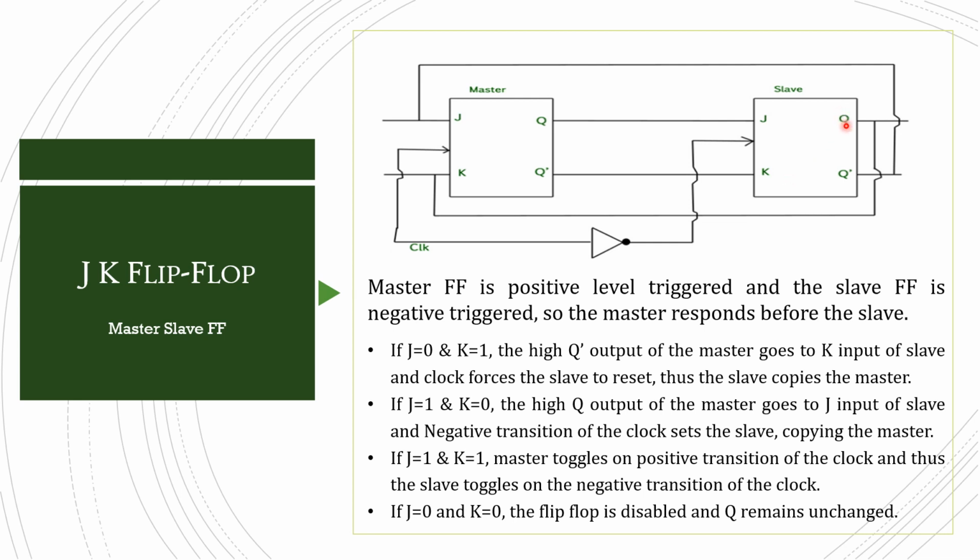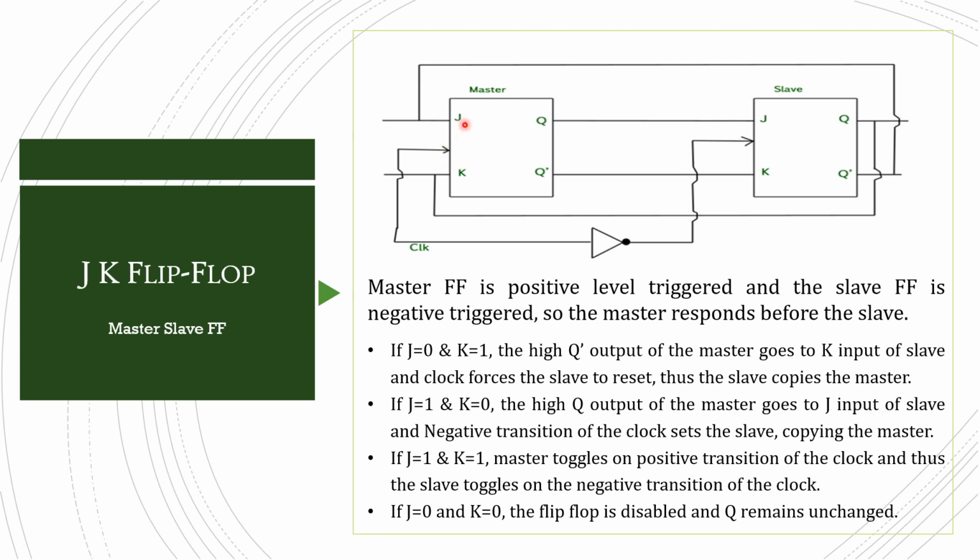That is, Q becomes 0. Thus, the slave copies the master. Okay. If J is equal to 1 and K is equal to 0, Q is equal to 1, right? So this high Q output of the master goes to the J input of the slave, and during the negative transition of the clock, the slave sets, copying the master.